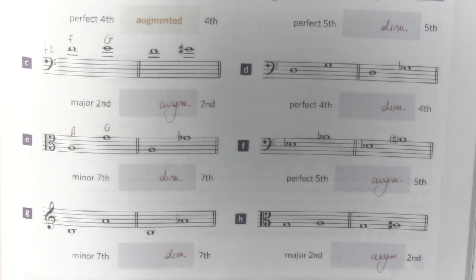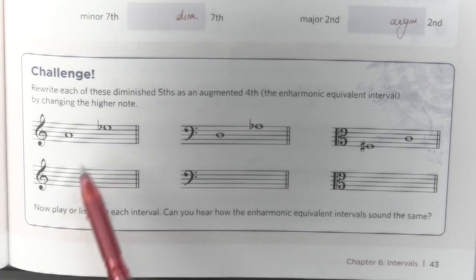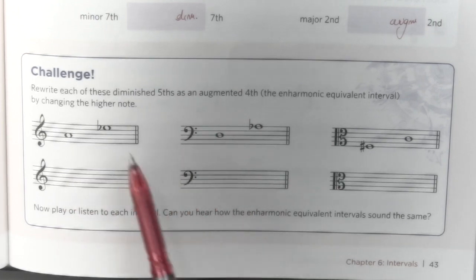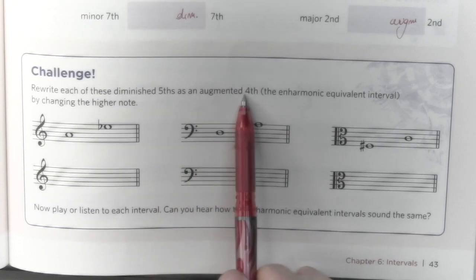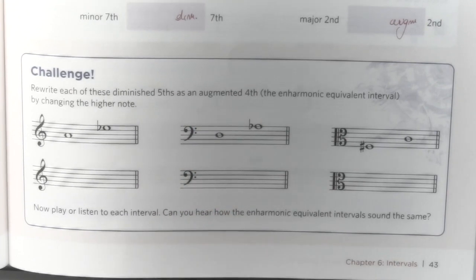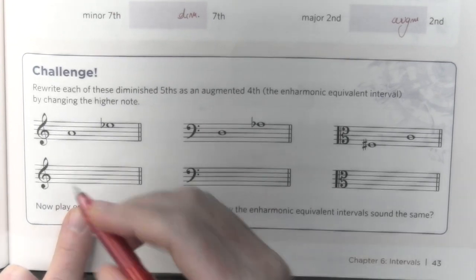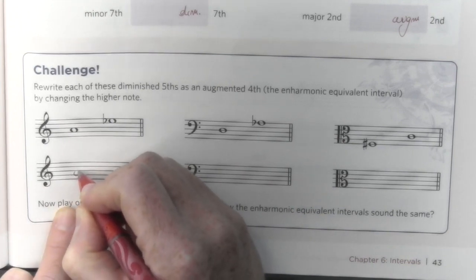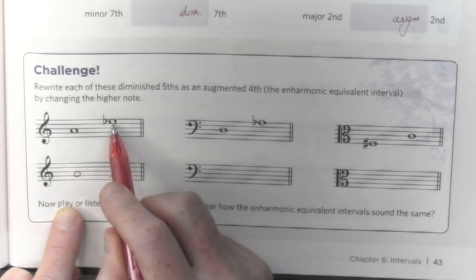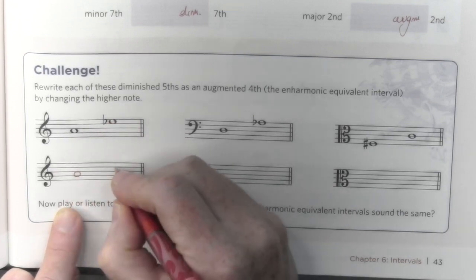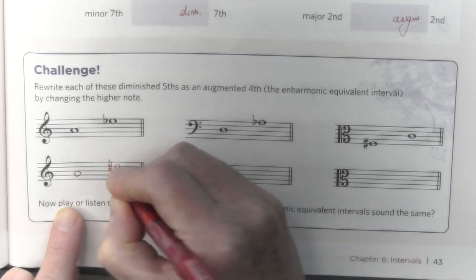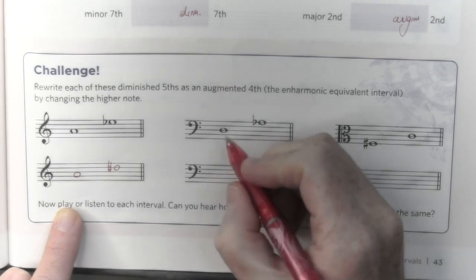Shall we do the challenge? Also, that one is easier than we think, but let's do that together, shall we? In this challenge, we need to rewrite these intervals, making them from diminished fifths to augmented fourths. And this can happen when we use the enharmonic equivalent of the second note. So this is even easier than we think. Now, instead of Mi flat, we need to write a D sharp. That's it.